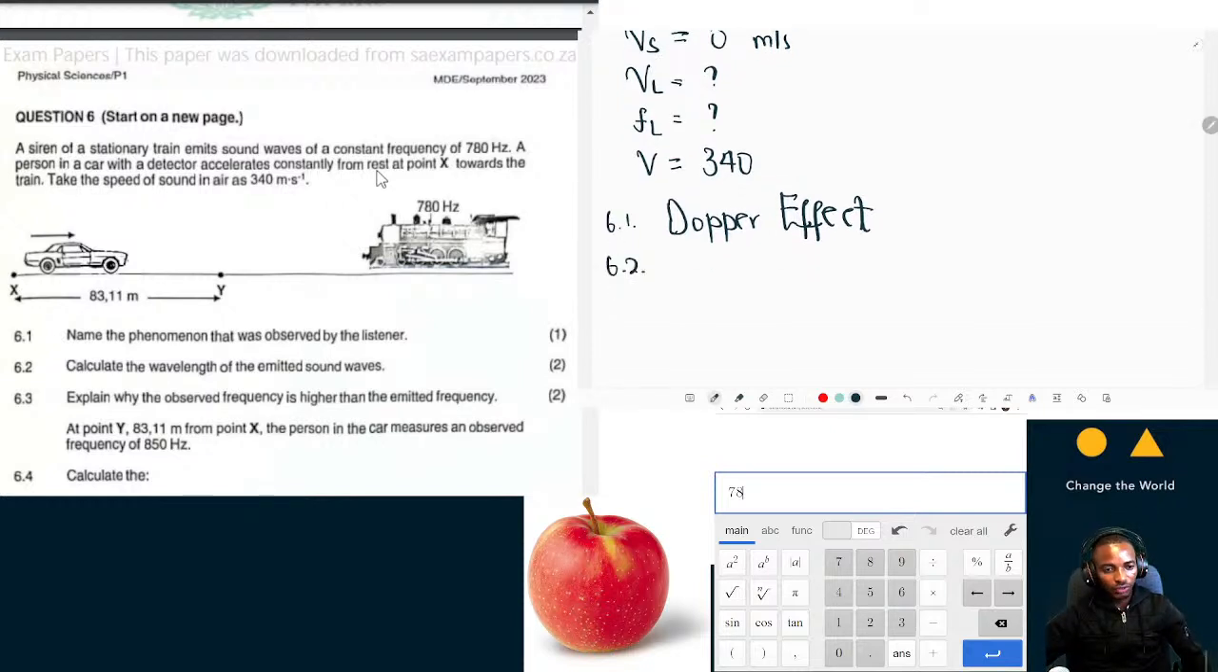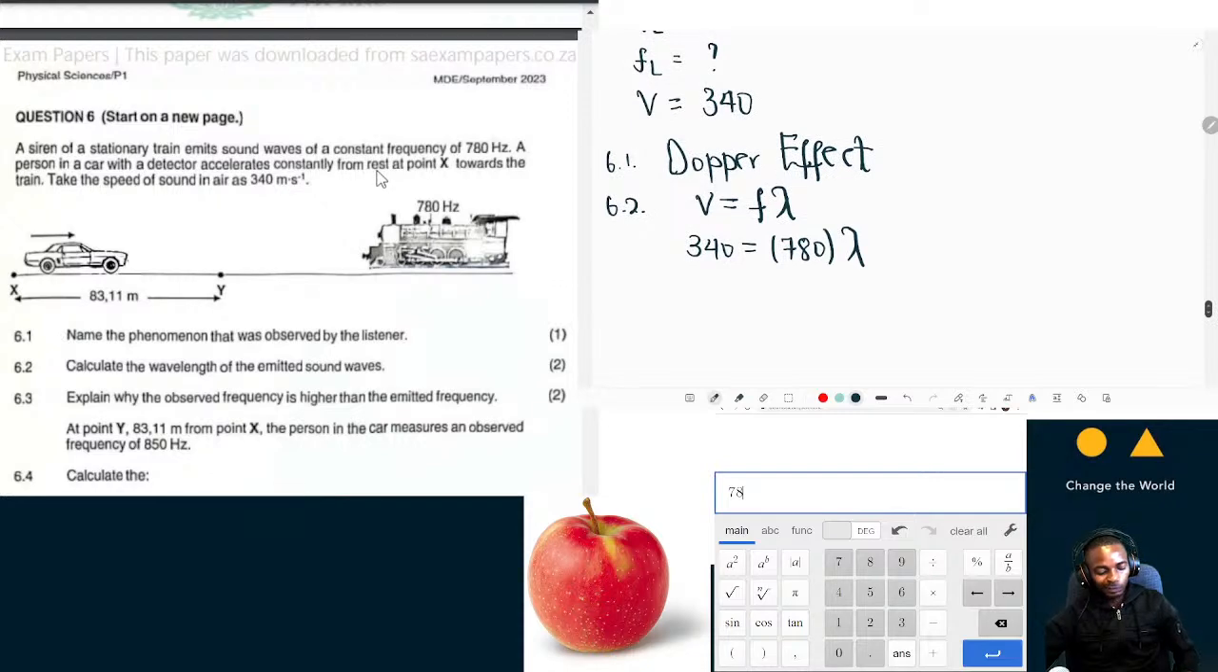Then 6.2. Now we need to calculate the wavelength of the emitted sound waves. We know velocity is equal to frequency times wavelength. The speed of the sound is 340, the frequency of the sound is 780, and the wavelength is the one that we want.